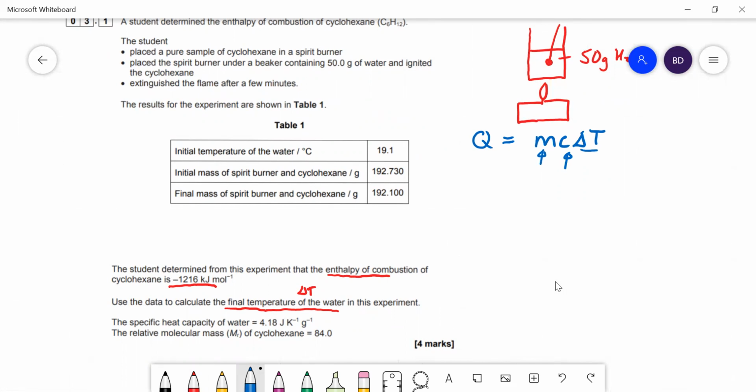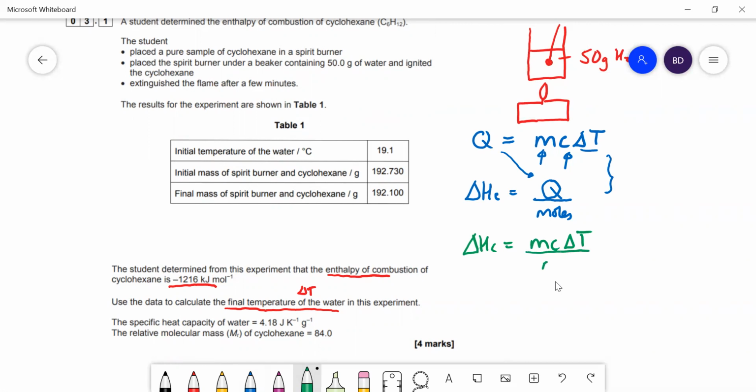Also, we know that the enthalpy of combustion, delta HC, is equal to the quantity of heat released in the experiment divided by the number of moles of cyclohexane which has been burnt. Right, so I'm going to combine these two equations together. I'm going to substitute the value of Q there. So that means we're going to get delta HC is equal to Q, which is equal to mc delta T, divided by the number of moles.